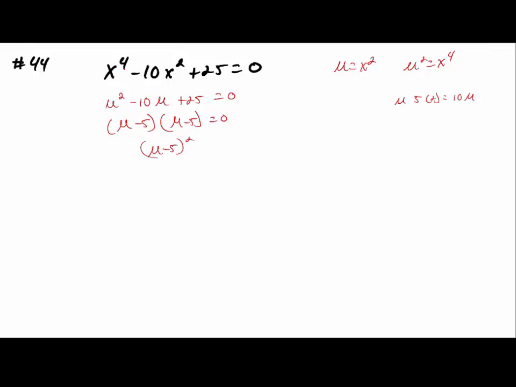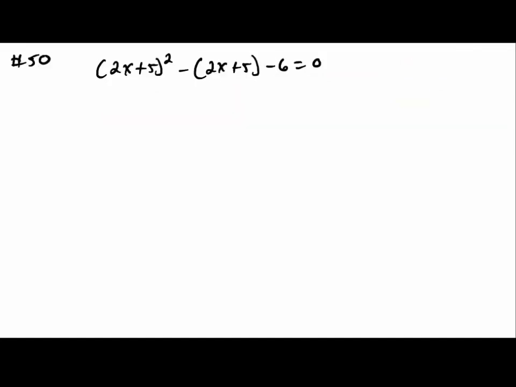And so we're just going to do u is equal to 5. Now, at the beginning, we said that u is equal to x squared. So we're going to replace the u with x squared. So x squared is equal to 5. And then we're going to take the square root of both sides. So then x is equal to plus or minus the square root of 5. And so our solutions are negative square root of 5 and the square root of 5.